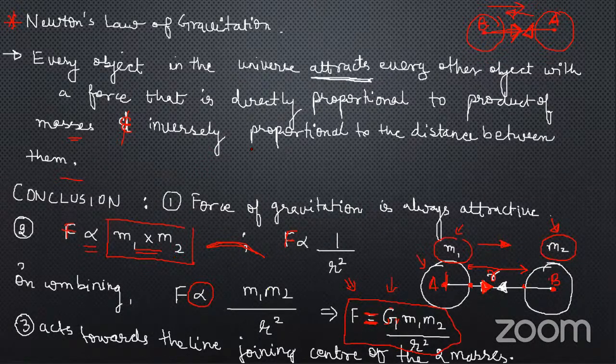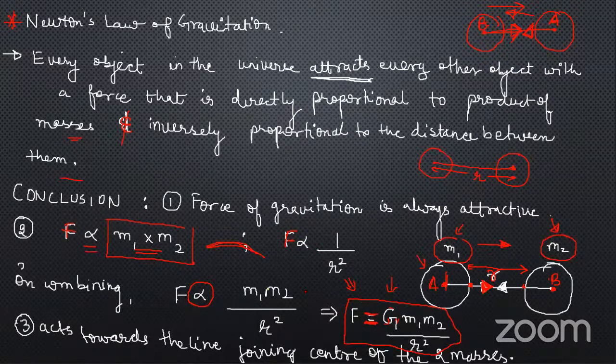The second part says it is inversely proportional to the distance between them. Now what is the distance between two objects? Whenever you are considering the distance between two objects, you have to consider the center to center distance between the objects, and that is known as r. So the force is inversely proportional to the distance between them; here F is inversely proportional to r square.